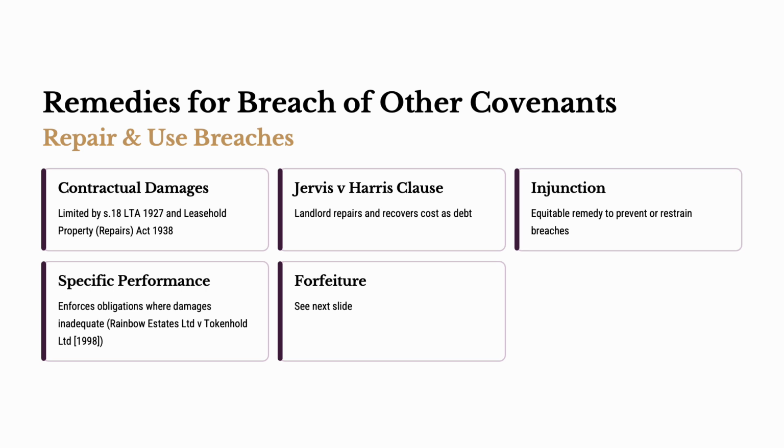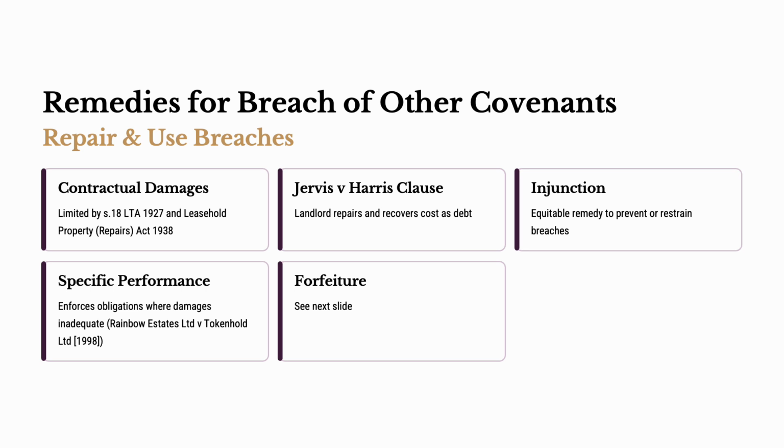So that allows landlord to enter premises, carry out repair themselves, and recover cost as a debt rather than seeking damages. This provides a practical remedy, ensuring repairs are done without waiting for court proceeding at that point, and this protects property as well. Another thing is injunctions, and injunctions are equitable remedies that prevent or restrain breaches. If a tenant is using premises in breach of a use covenant, the landlord can seek an injunction to stop the breach. Injunctions are discretionary and granted where damages would be inadequate.